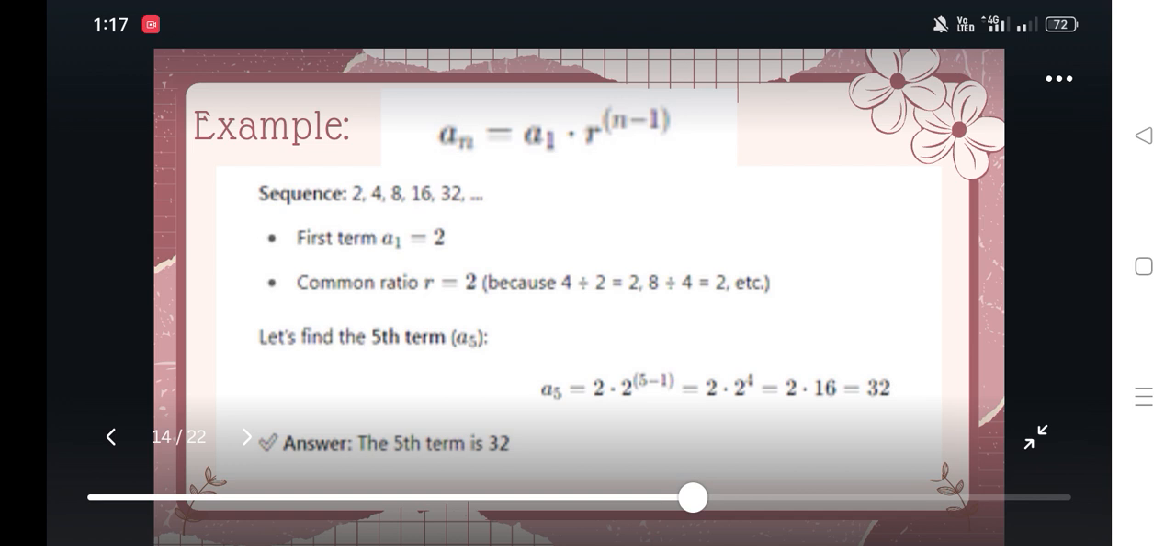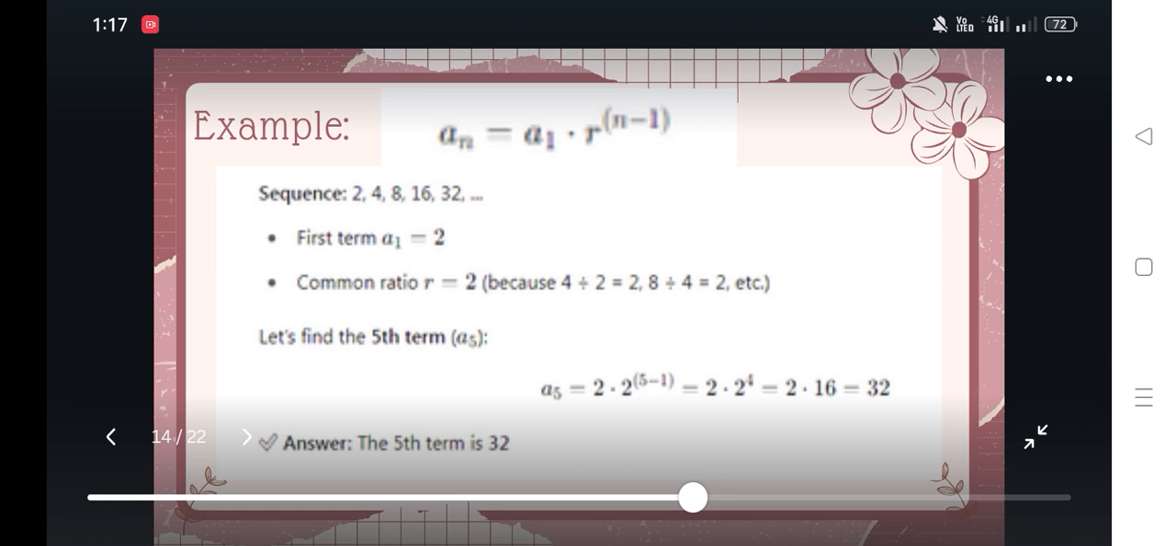So, take a look at this example. Our example is 2, 4, 8, 16, 32. The question is, let's find the 5th term. Our first term again, the first number, we look at the first term. So we have 2. What we will find is the 5th term, so A5. The 5th term is equal to 2.